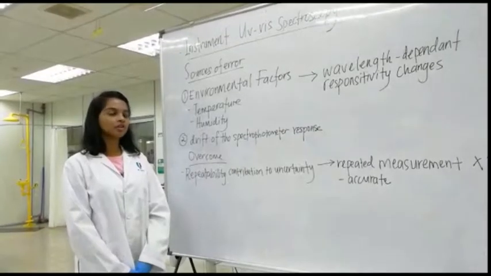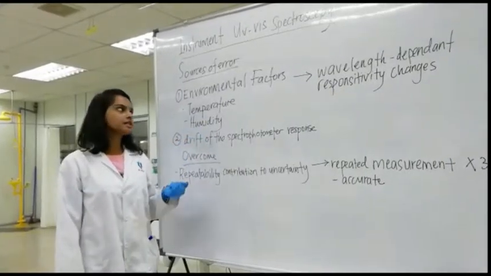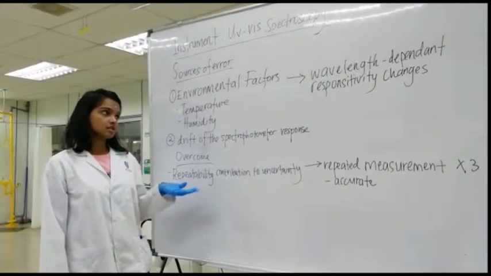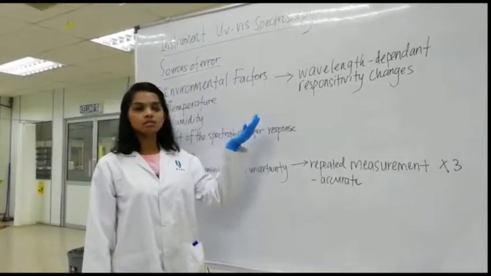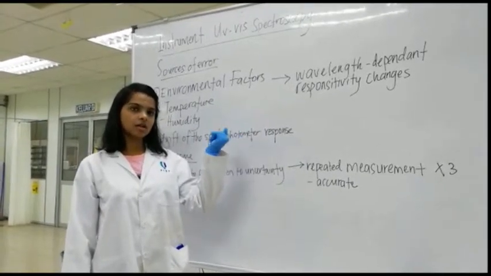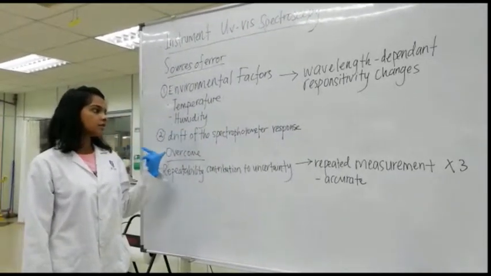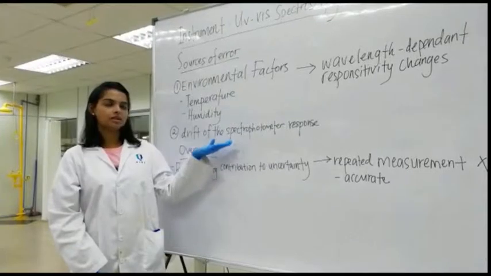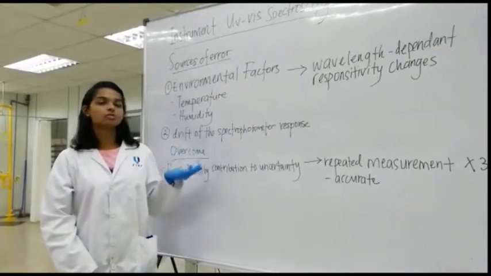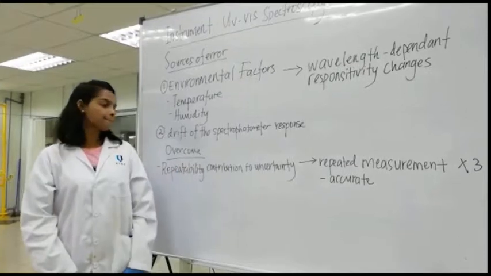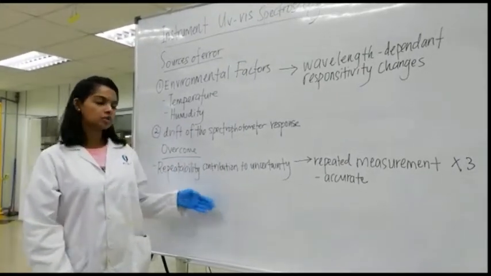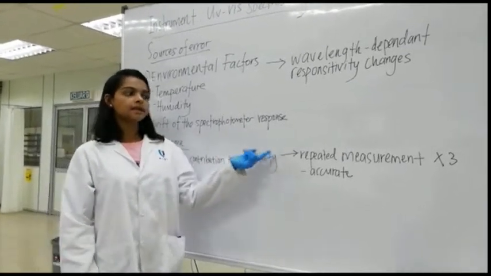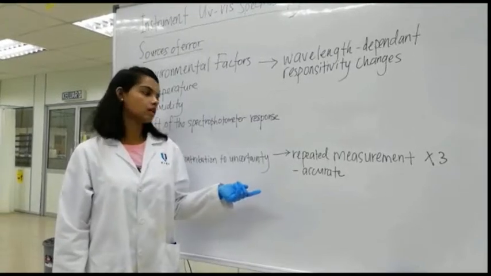Thank you. Today, I'm going to talk about sources of error. First are environmental factors such as temperature and humidity, which can lead to wavelength dependent responsivity changes. Second is drift of the spectrometer response. This effect leads to a change in the spectrometer response, not the baseline of the spectrometer. Third is repeatability, a contribution to uncertainty, which can be efficiently reduced by repeated measurement at least 3 times to obtain an accurate result.